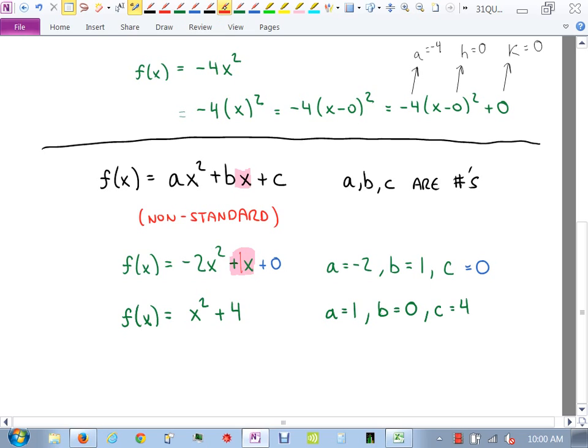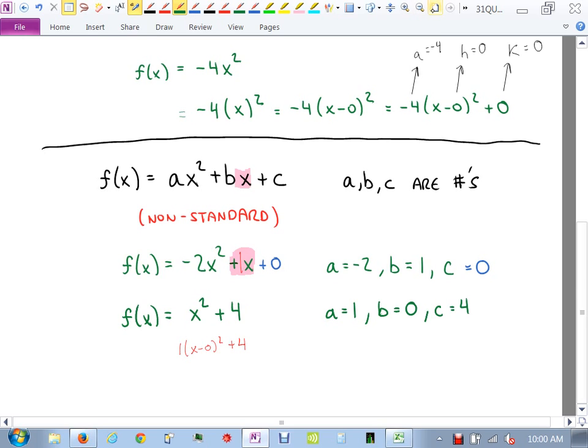However, you could also make the argument for this problem that it's in standard form also, because you could write that as x minus 0 squared plus 4. Do y'all see that? And now A is 1, right? Here's the 1 in front. H is 0, and K is 4. So this is an example of one that's both in standard and non-standard form at the same time. It's weird, but that's the way it is. Okay.